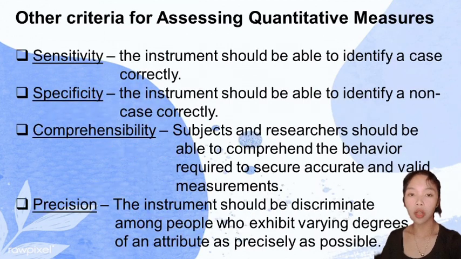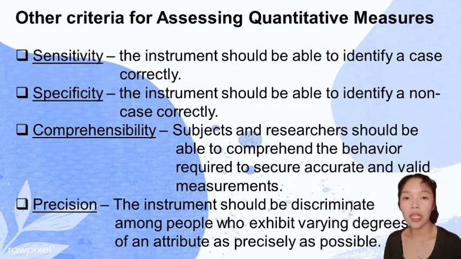So let's move on to the other criteria for assessing quantitative measures. First is sensitivity. The instrument should be able to identify a case correctly. In a test, sensitivity is a measure of how well a test can identify true positives. And specificity, this is the instrument should be able to identify a non-case correctly. So this is a measure of how well a test can identify true negatives.